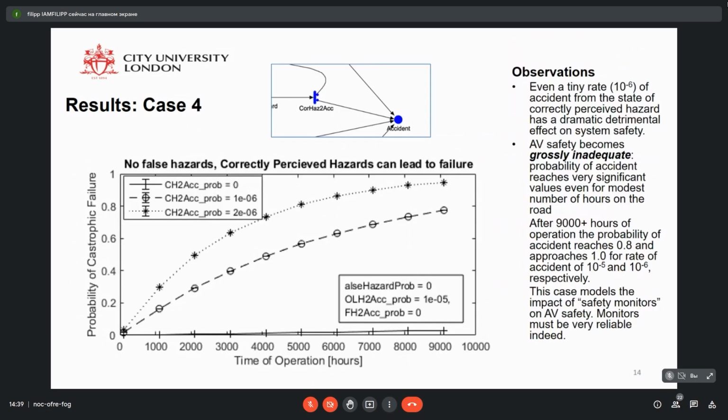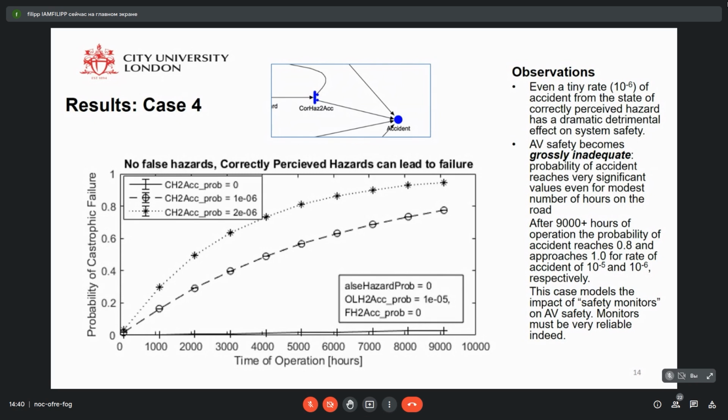And finally, this is the model of the safety monitor. In the first three, we assume that if the hazard is recognized immediately upon occurrence, then an accident cannot occur. Now we are saying, even if you do it instantaneously and correctly, we allow for a very small chance for an accident to occur. And look at these numbers, 10 to the minus 6 or 2 times 10 to the minus 6.